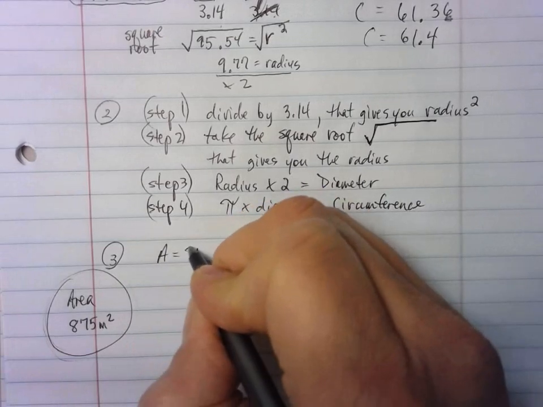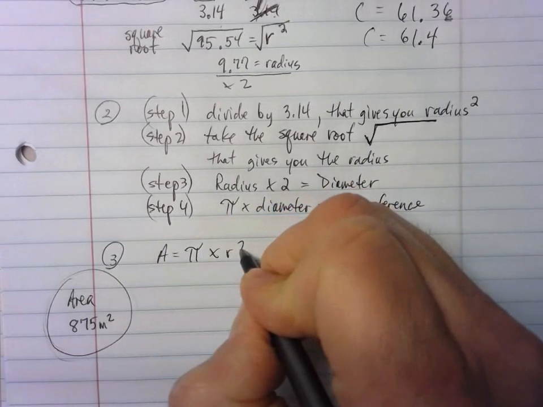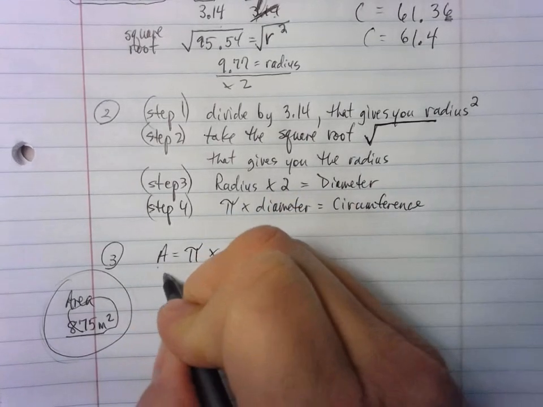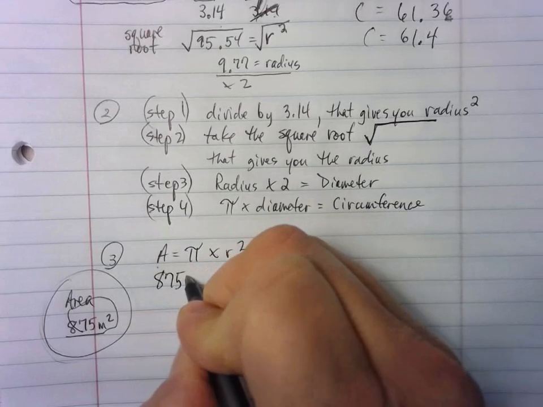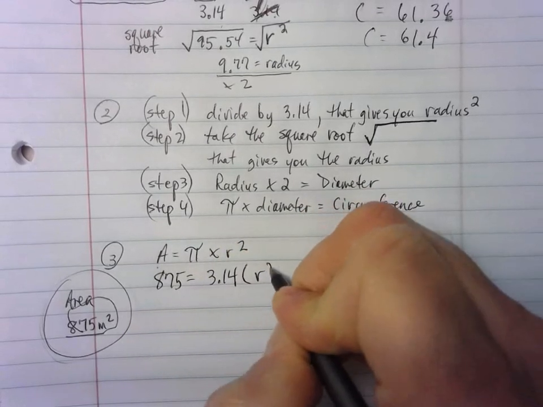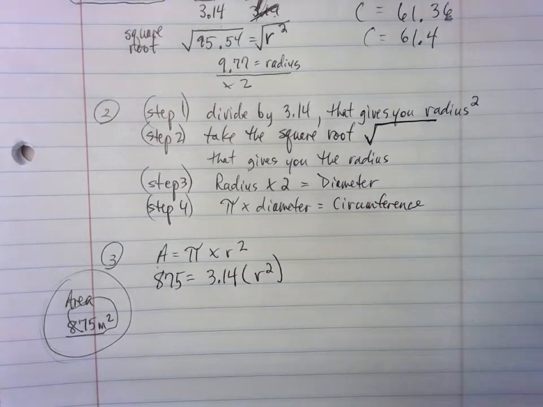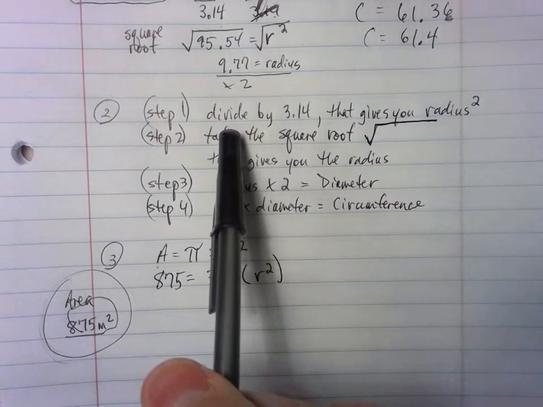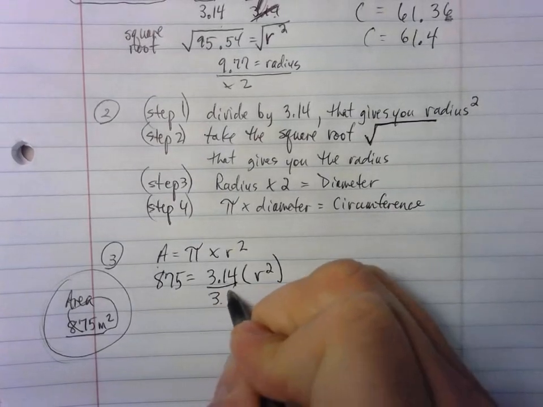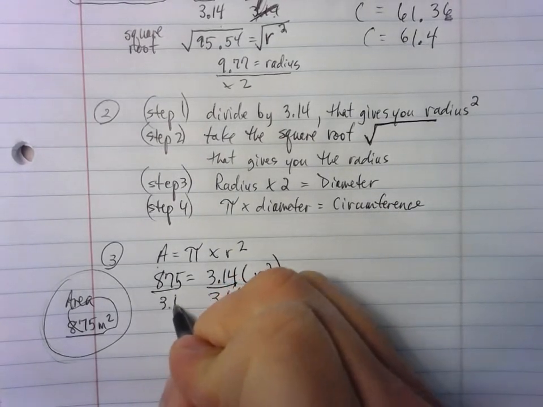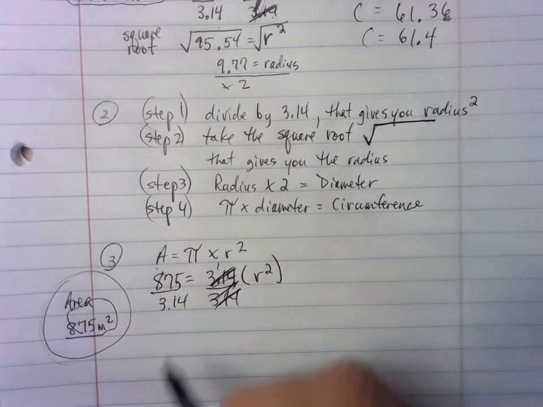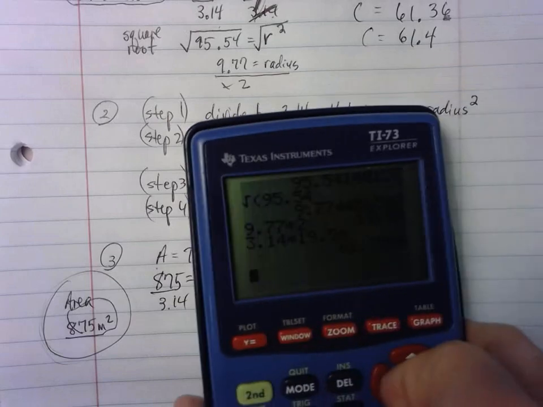So again, our formula is pi times radius squared for area. So we're going to take that number and put it right there. 875 equals. We know we're using 3.14 for pi. We don't know the radius, but we're getting ready to find it. So step 1 is we divide by 3.14 on both sides. And that, of course, is going to cancel out over here. They cancel out, and that gives you a 1.